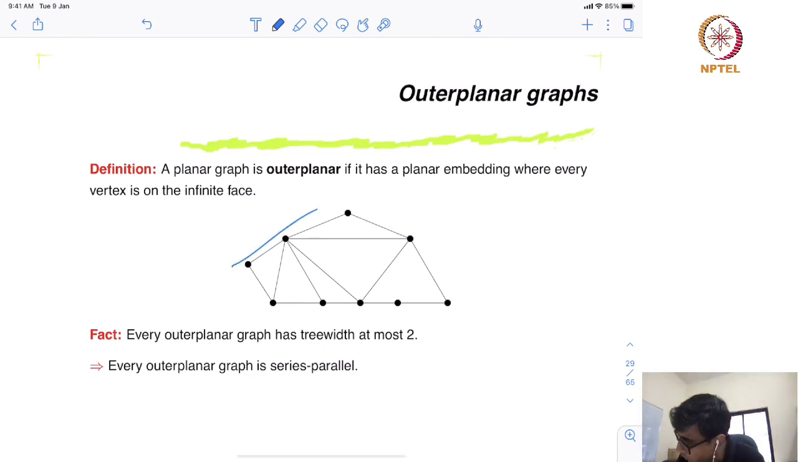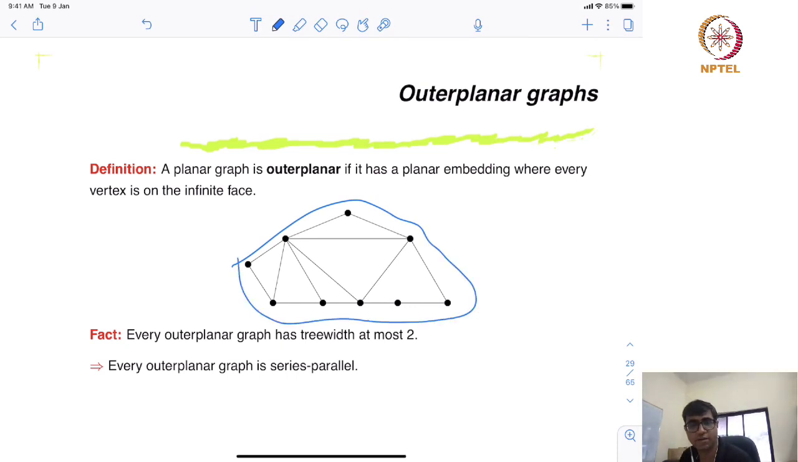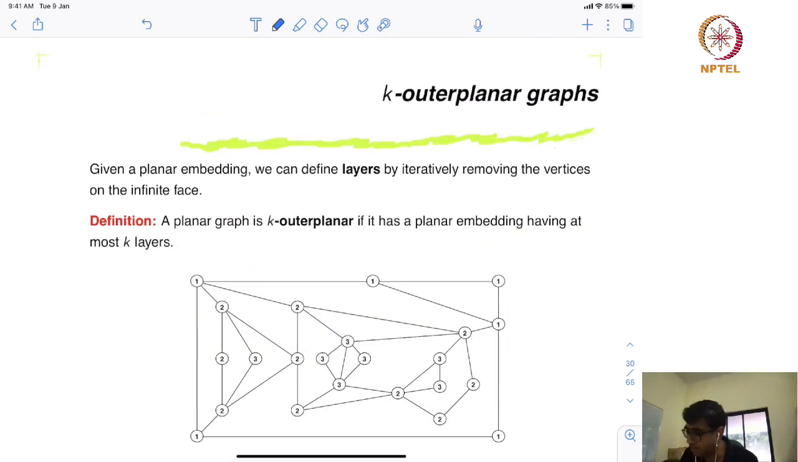So, just look at this as an infinite face, okay? And it is known that every outer planar graph has tree width at most 2. Of course, every outer planar graph is series parallel. Okay?